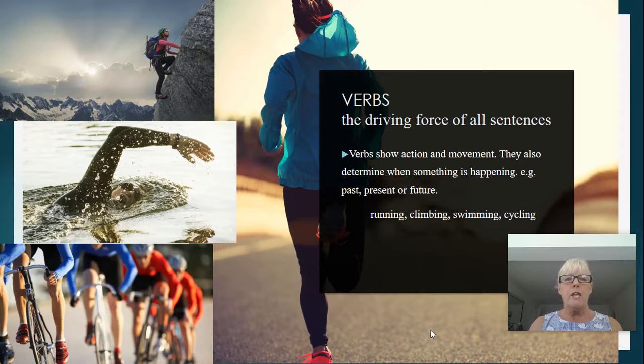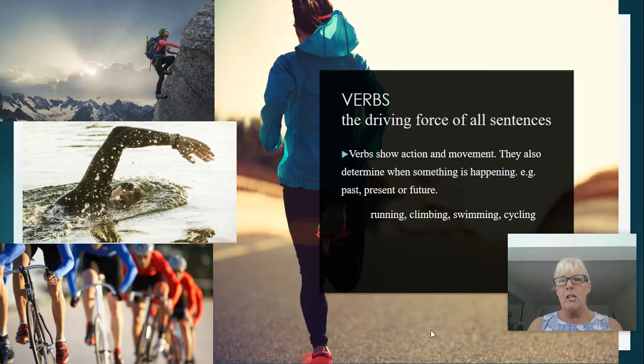And these you can think about as the driving force of every sentence. So verbs show action and they show movement. They also determine when something is happening. For example, past, present, or future. Now here we have the present continuous tense going on in my collection: running, climbing, swimming, cycling. It's happening now. But if I did it every day, I could put I run, I climb. It's something that I do often, but I'm not doing it right now.